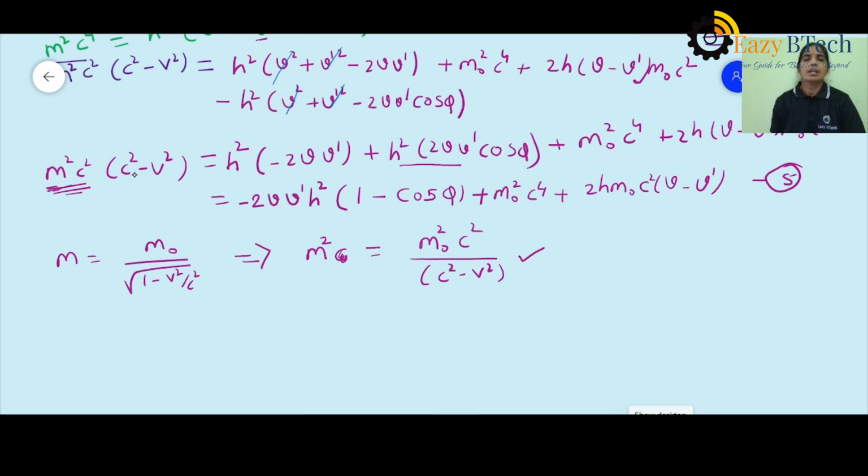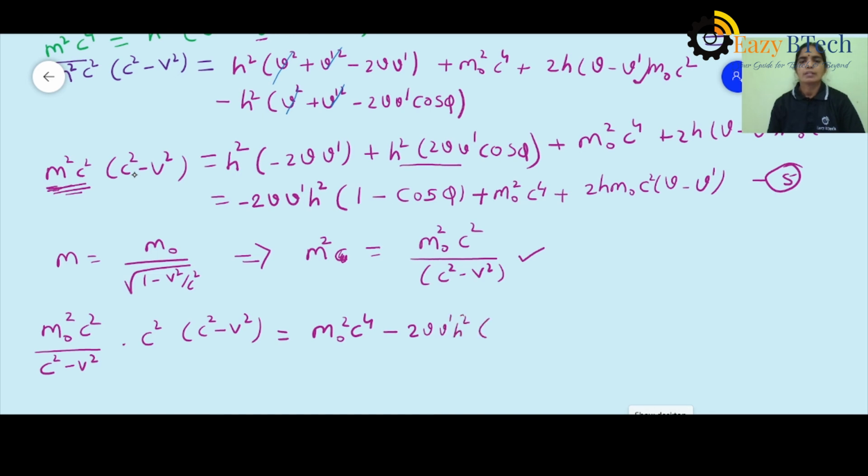So what is your m square? m naught square c square by c square minus v square. So if I substitute with that, it becomes m naught square c square by c square minus v square. I substituted only for m square. Then I have it followed with c square and also c square minus v square. The remaining expression is as it is. So I am rewriting the RHS: m naught square c power 4 minus 2 mu prime h square into 1 minus cos phi.